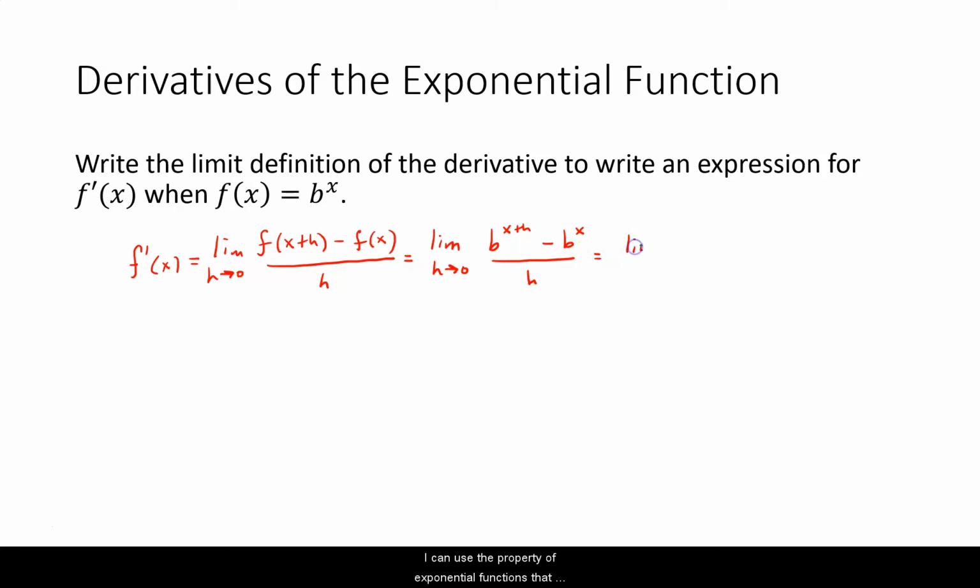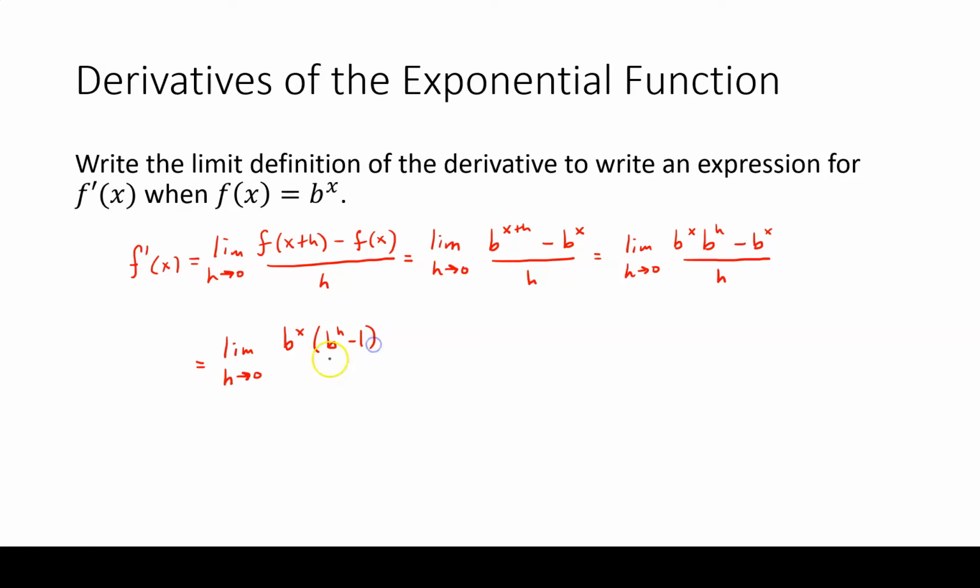I can use the property of exponential functions that says b to the power of x plus h is b to the power of x times b to the power of h. And then I can factor out a b to the power of x from those two terms. So I have b to the power of x times the quantity b to the power of h minus 1 over h. Since b to the power of x does not depend on h, that can be separated from the limit.